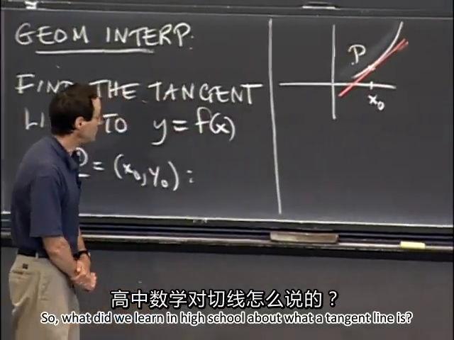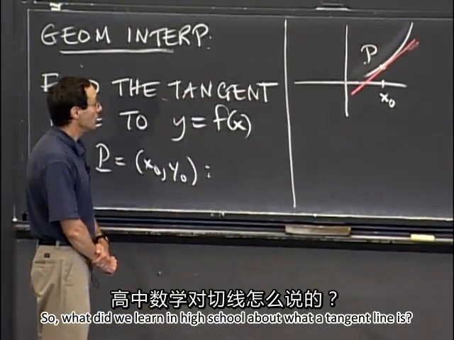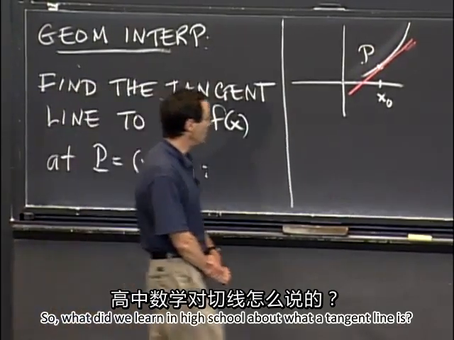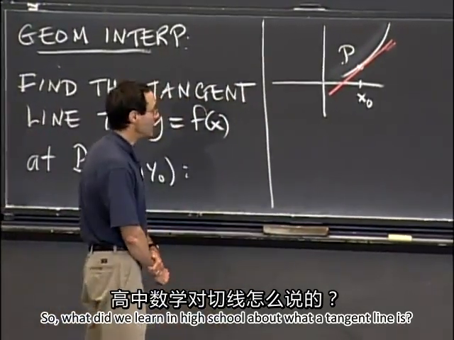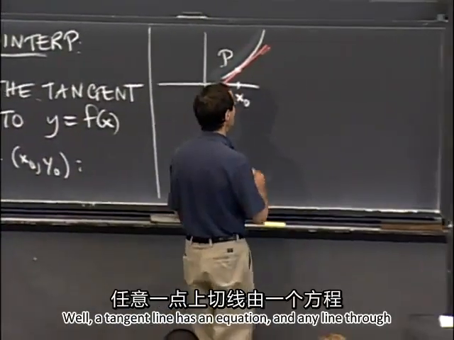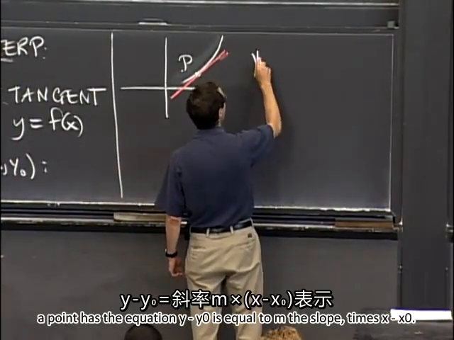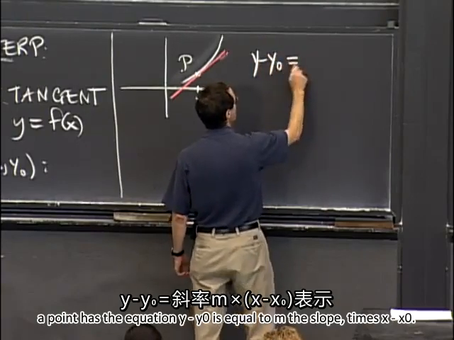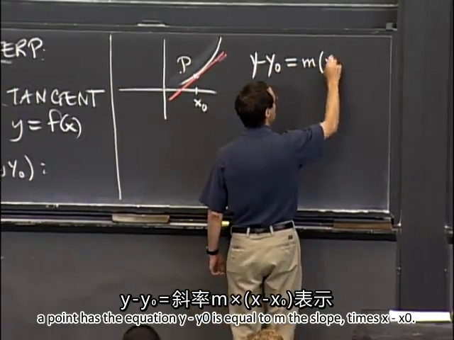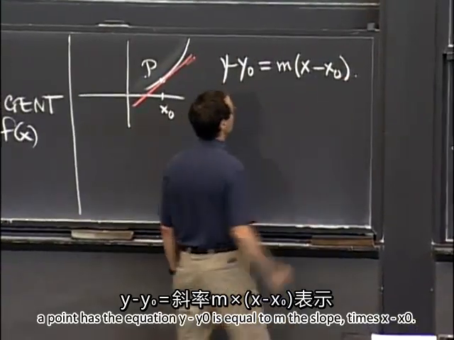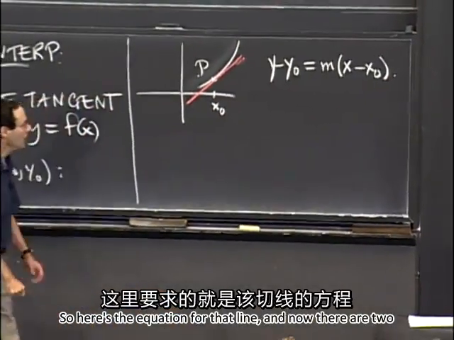So what did we learn in high school about what a tangent line is? Well, a tangent line has an equation. Any line through a point has the equation y minus y0 is equal to m, the slope, times x minus x0.